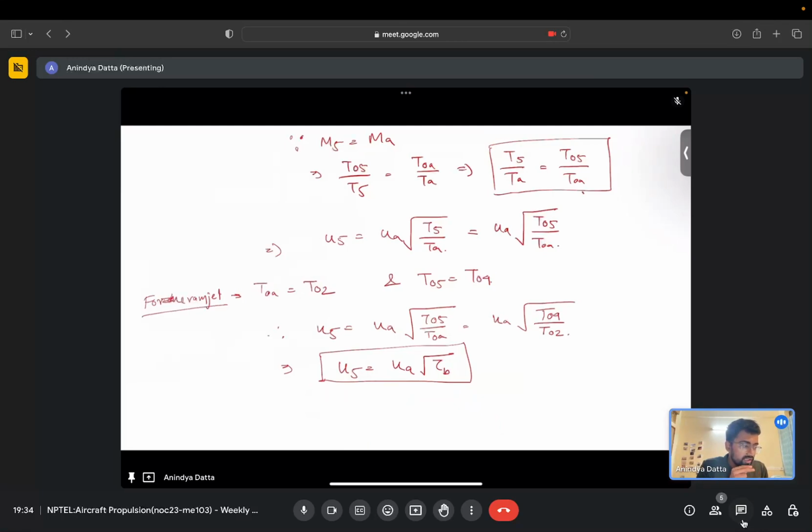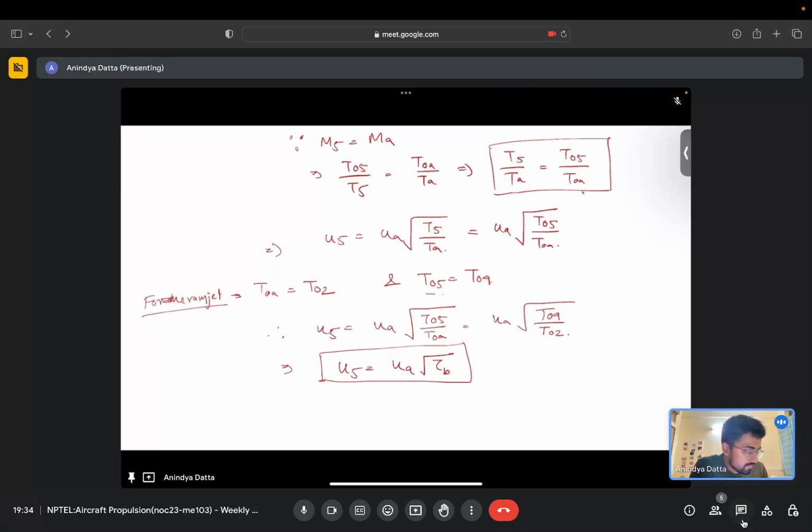So which we put in here, and now we have seen that the stagnation temperature at inlet is equal to the stagnation temperature at the exit of the combustion chamber, and stagnation temperature at exit is equal to the stagnation temperature at the inlet of the nozzle or at the exit of the combustion chamber. Okay, so there we can simplify and come up with this.